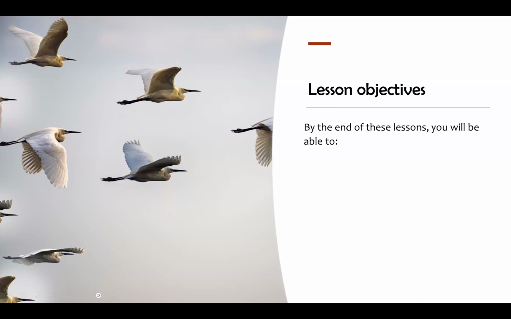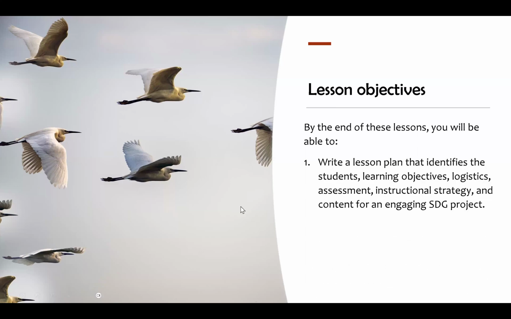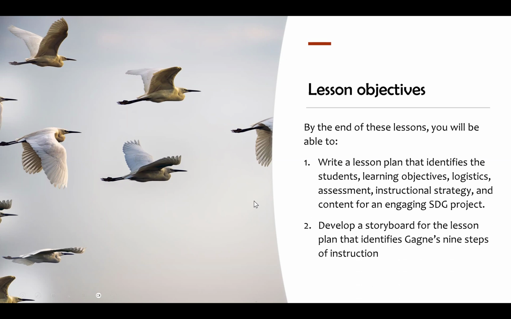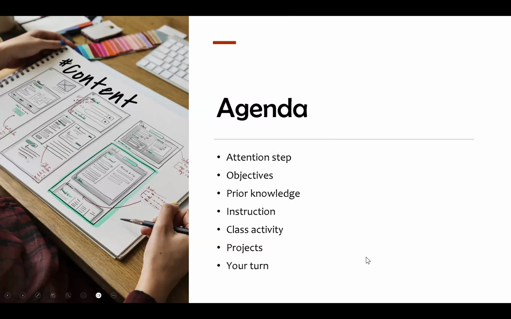So, what are we going to be doing today? By the end of this lesson, you will be able to write a lesson plan that identifies who the students are, the learning objectives, the logistics, the assessment, the instructional strategy, and the content for an engaging project on the Sustainable Development Goals. And you'll be able to develop a storyboard for the lesson plan that identifies Gagné's 9 steps of instruction. And as I mentioned, we just went over this not too long ago for some of you.